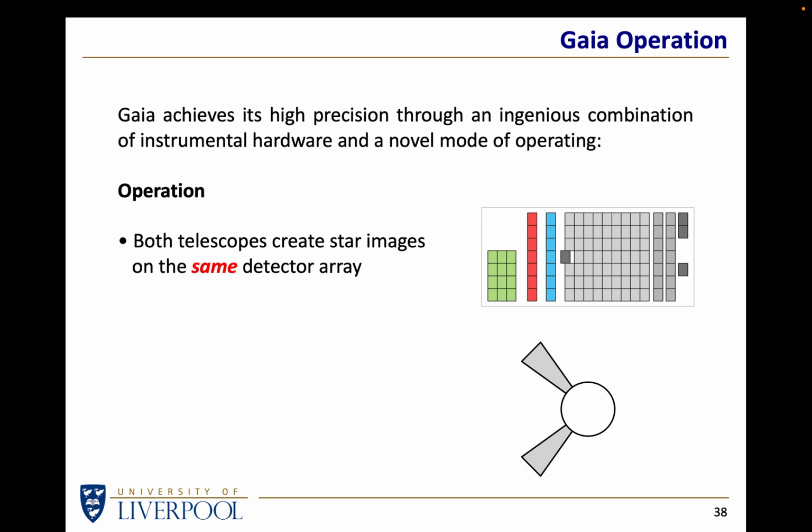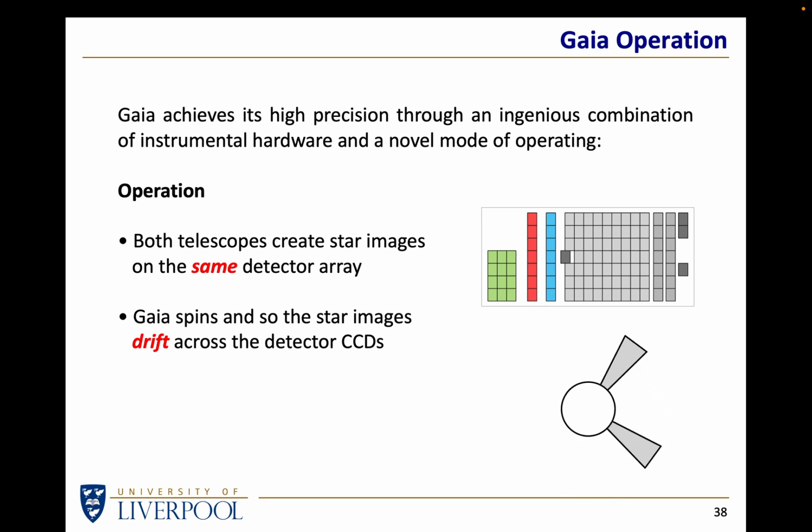No, it's looking at stars in different parts of the sky, and it's bringing the image of those stars onto the same detector. Not only is that rather weird, but Gaia doesn't work in anything like the same way as the Hubble Space Telescope or the James Webb Space Telescope, because Gaia spins.